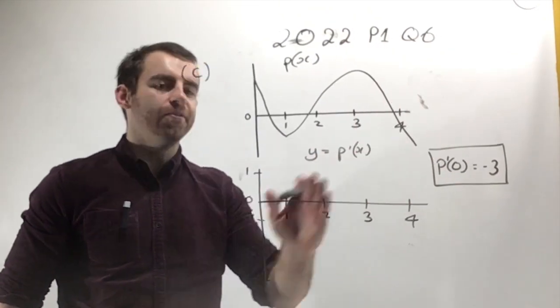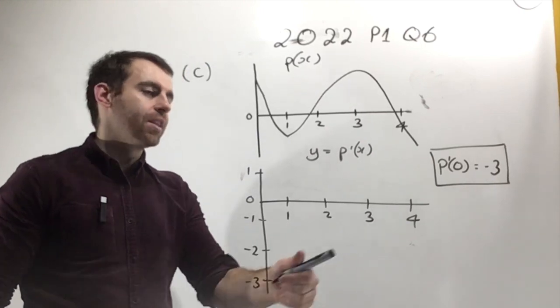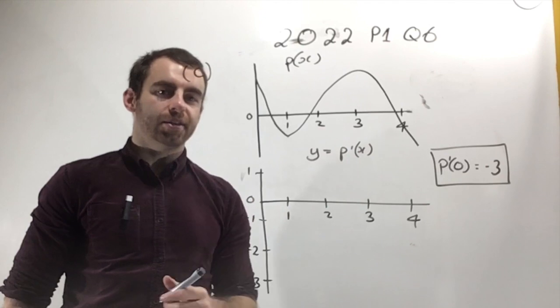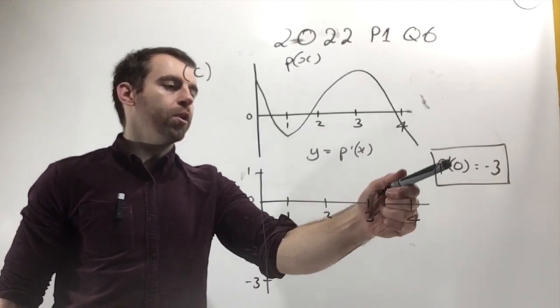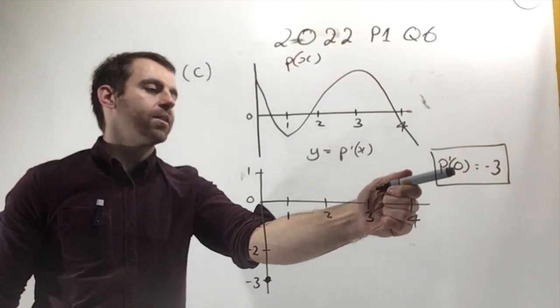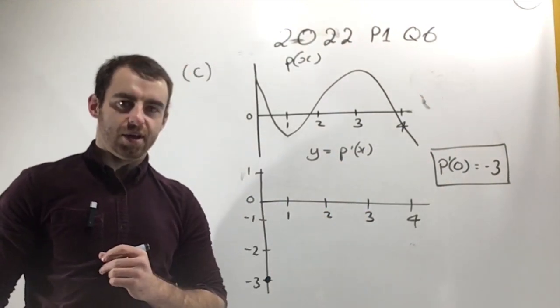So let's just start trying to fill in and get a few coordinates. We're actually given one of our points here. We're told that if I sub in 0, I get minus 3. In other words, one of the points on this curve is the point 0, minus 3. When x is 0, the y value is minus 3.